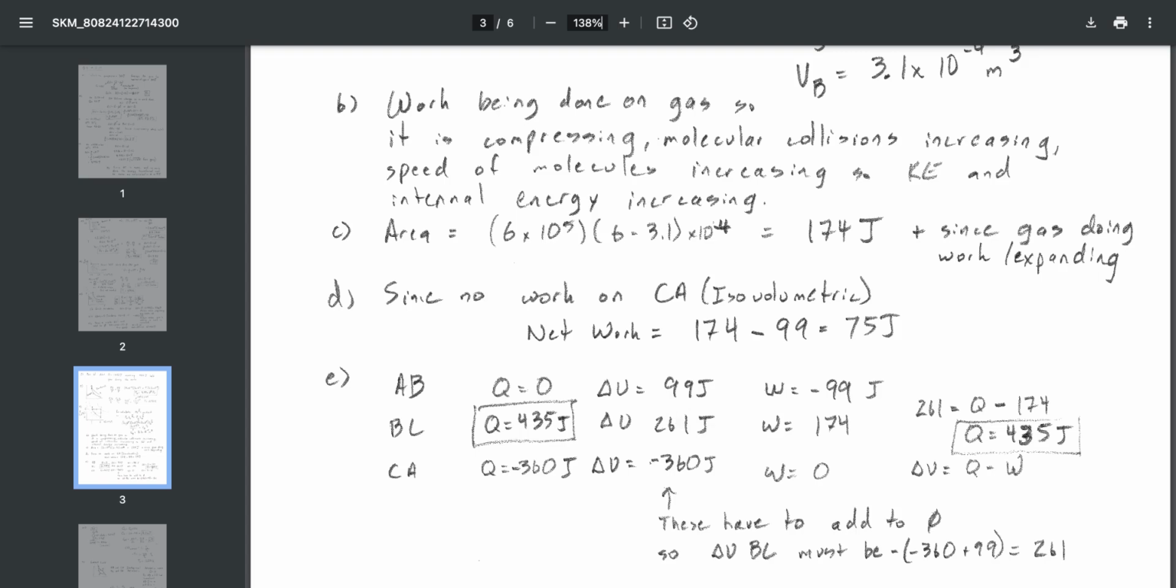And what were they asking again? Oh, yes. We know how much work is done during B to C. So we know the work and we know the change in internal energy. We can just go back to the first law of thermo. 261 is Q minus 174. So the amount of heat that we put in must be 435 on B to C.